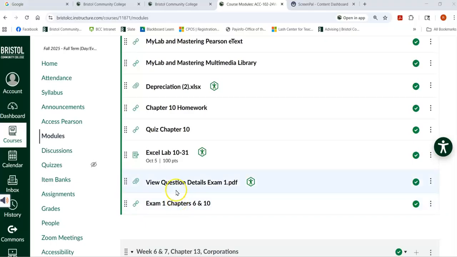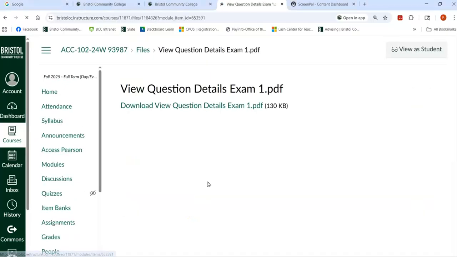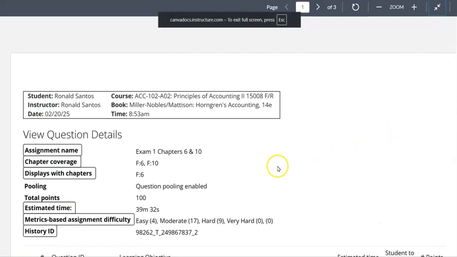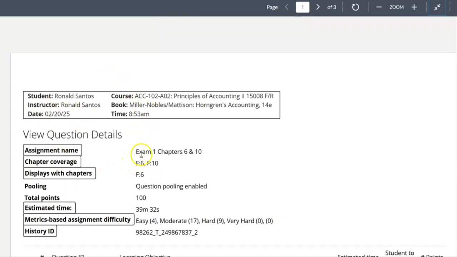I want to bring to your attention, view question details from exam. You're always going to want to look at this to study which questions you want to, from your homework and your quiz, to study for the exam. So let's take a look at it. Okay, so you don't have to disregard all of this stuff, but it's telling you it's the exam.